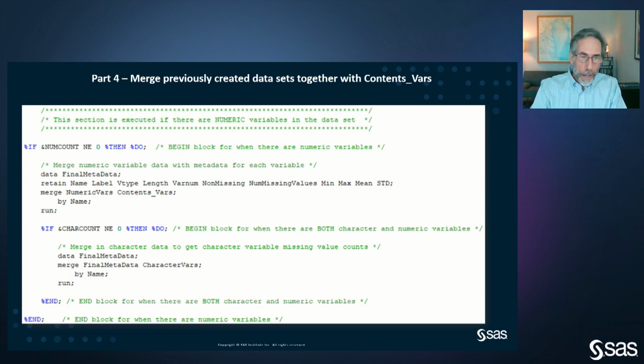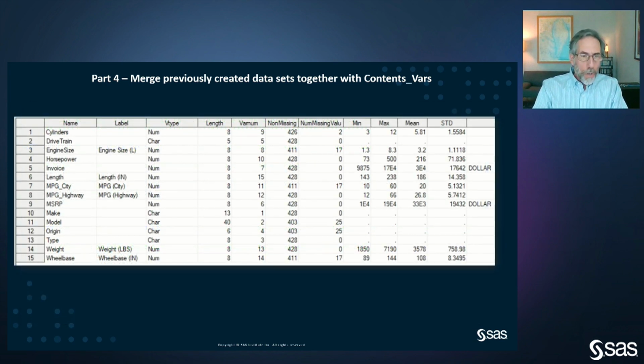Now, if ampersand char count is not equal to 0, meaning that we have character variables, then we do this next section. And then we merge into the previously created data set, final merge data, the character variables by name. When we do that, we end up with a really nice data set. And you can see here we have all 15 variables in one place at one time. And we have all of the variables, name, label, vtype, length, var num, etc. We have them in the order that we want.